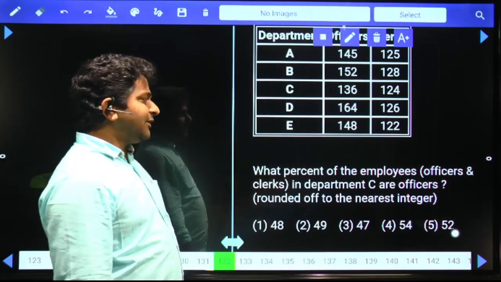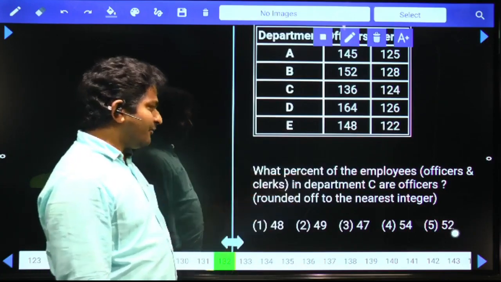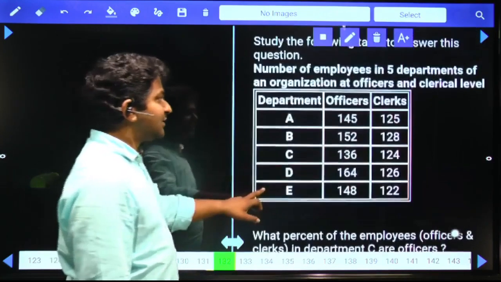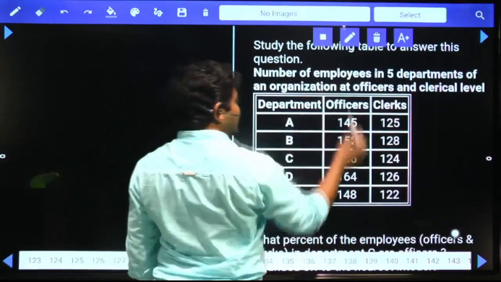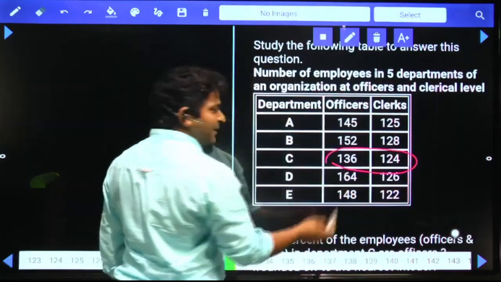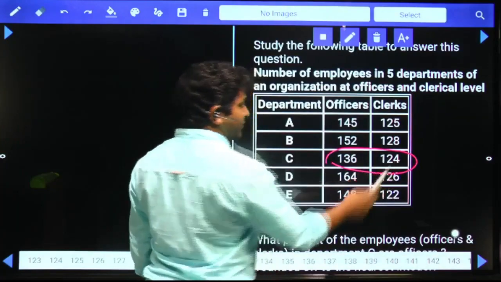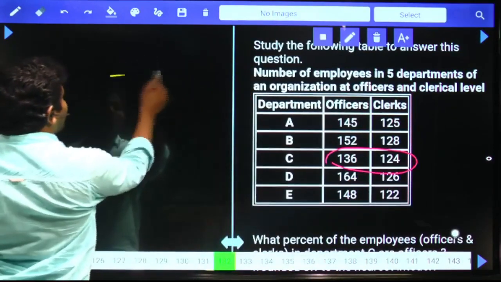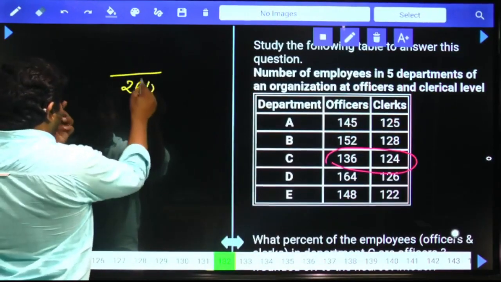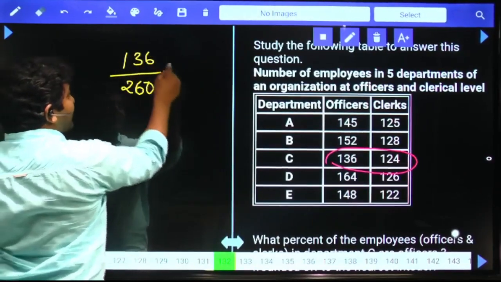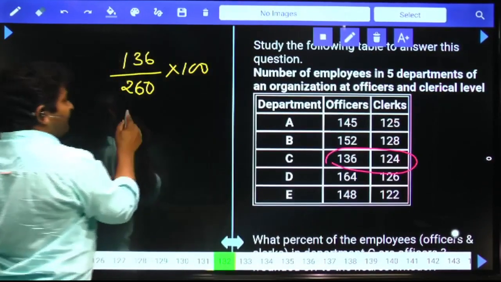Now, what percent of employees in department C are officers? Rounded off to nearest integer. Officers percentage. So in C, total how many people we have? 130, 120, 250, 6 plus 4, 10, total 260. Out of 260, officers are 136 and you are asked to calculate percentage.